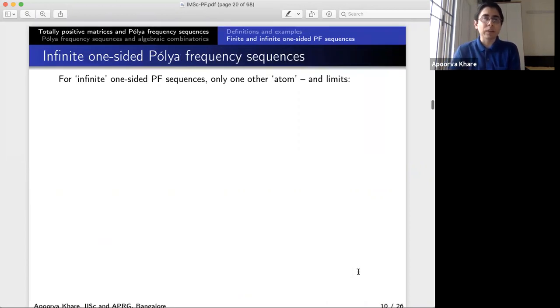Okay, so I told you what the finite Polya frequency sequences are. Now let me tell you about the infinite one-sided ones. The previous ones are one-sided because everything with negative index is zero. But can there be ones that keep going all the way? The answer is yes, and that involves only one other atom, as I called it, and taking limits.